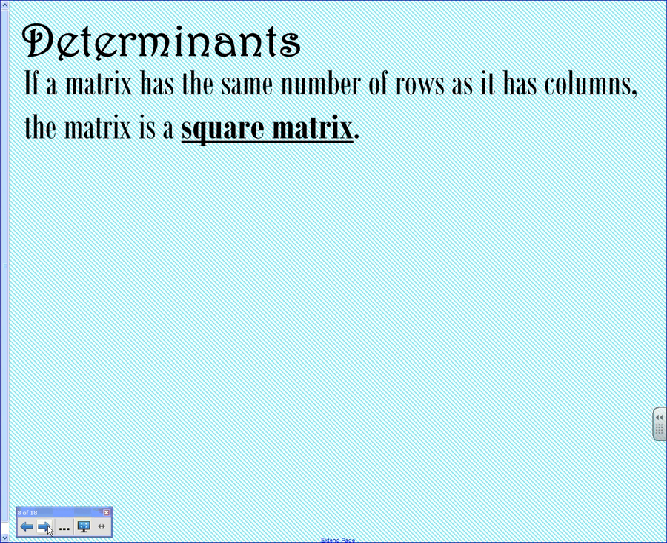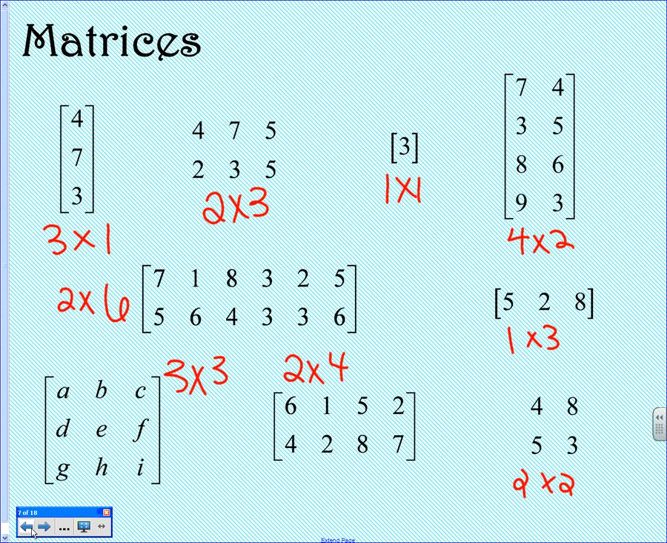If a matrix has the same number of rows as it has columns, the matrix is a square matrix. So let's look back real quick. Which of these would be a square matrix? Would the 3 by 3 be a square matrix? Because it has the same number of rows and columns, and the 1 by 1, and the 2 by 2.